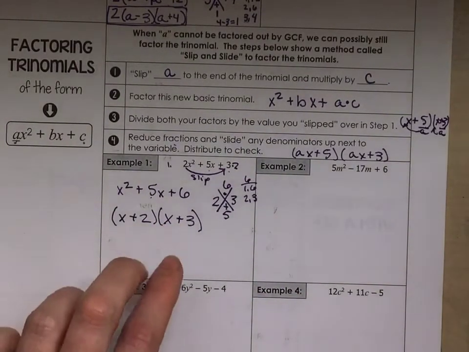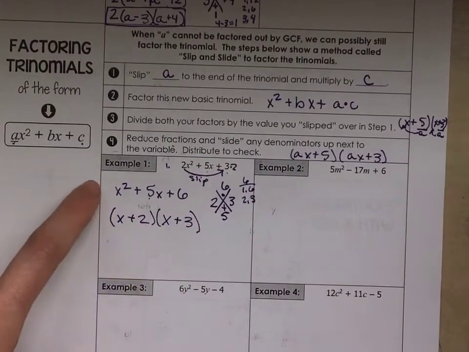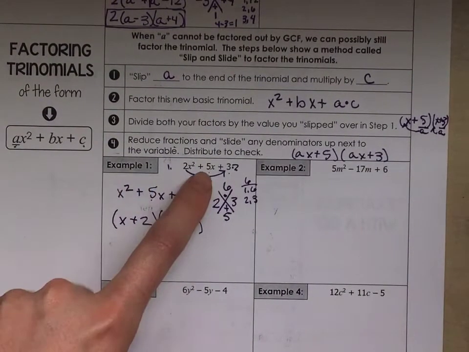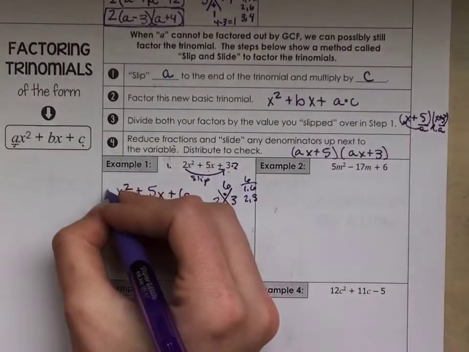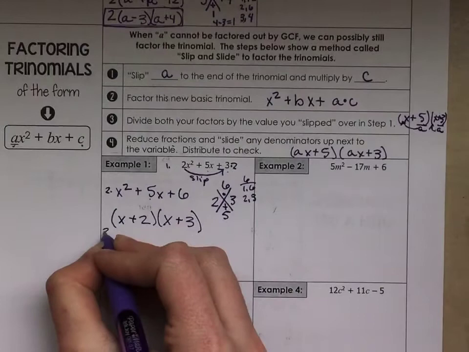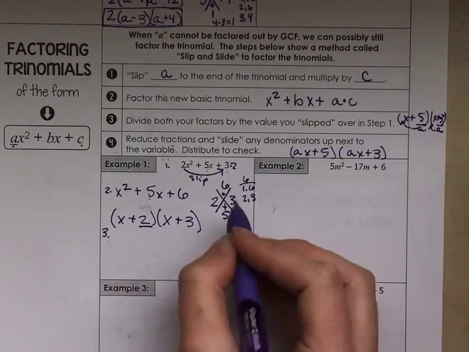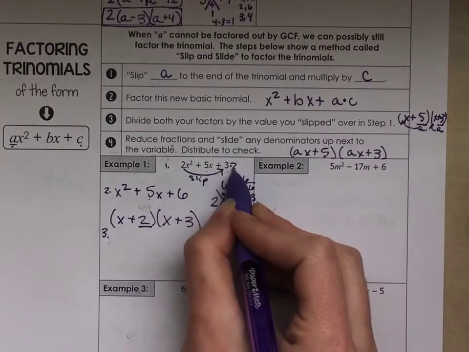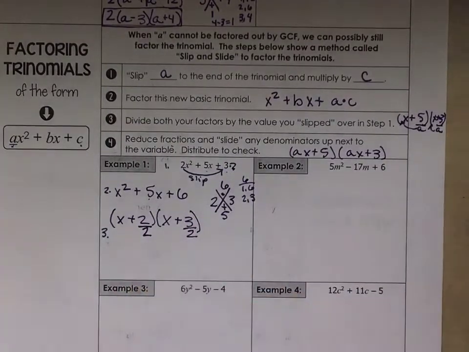Now, in the past, we've said, yep, that's my final answer. I can't do anything else with that. That would be my two factors. However, if I were to distribute this right now, I would get back to this step here, not my initial problem. So what I need to do now is, this was step 2. Now I need to do step 3, which says I divide my factors by what I slipped at the beginning. I had slipped 2, so I'm going to divide both of these by 2.